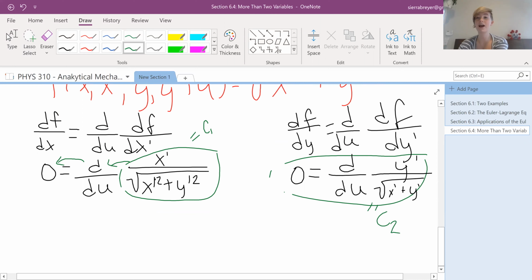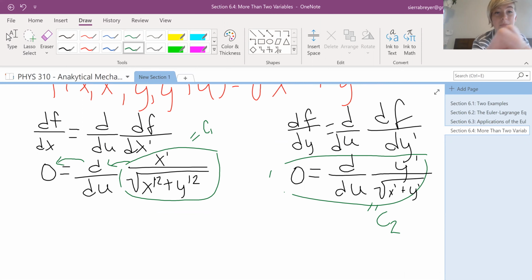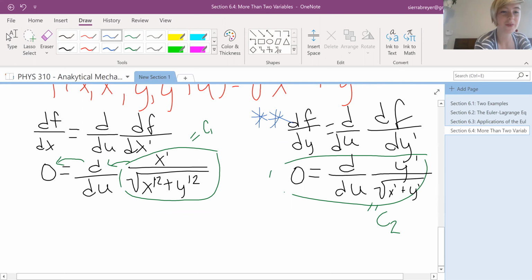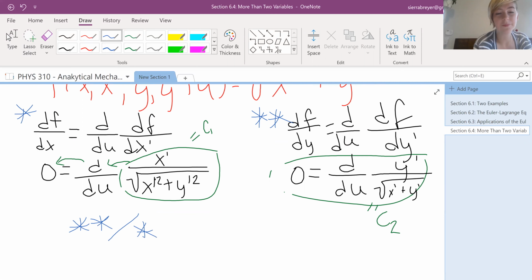So now what the book has us do, in order to combine, is divide our second equation by our first equation. And that's how we're going to combine the two.